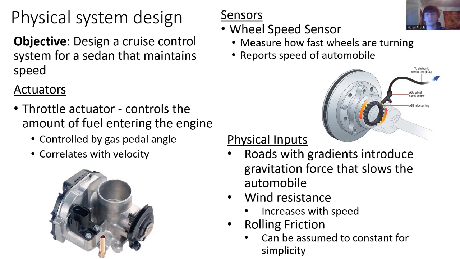The physical inputs for this system will be roads and their gradients. So if a car is going uphill, it'll be incurring gravitational force, which will slow it down. Likewise, with a negative gradient, the car will accelerate, causing it to increase speed, and we will have to maintain a certain speed. We also have wind resistance, which increases with speed. We'll have to be conscious of that as higher speeds are maintained, and also rolling friction. But for the simplicity of this model, we'll be assuming that is a constant.